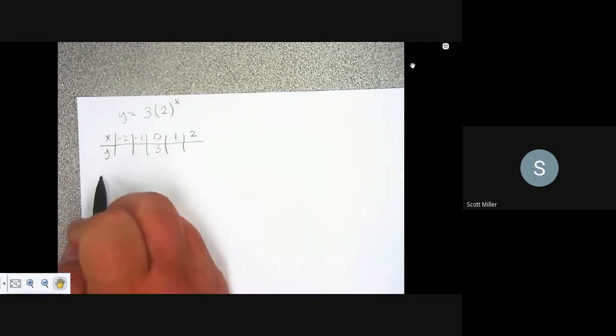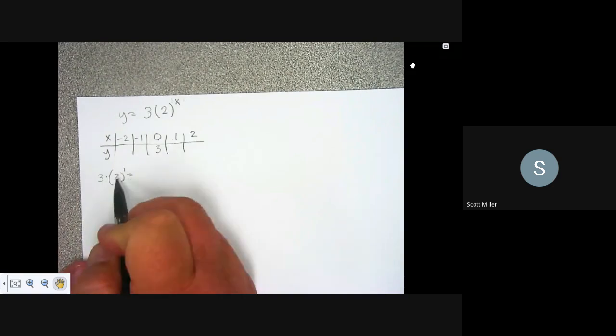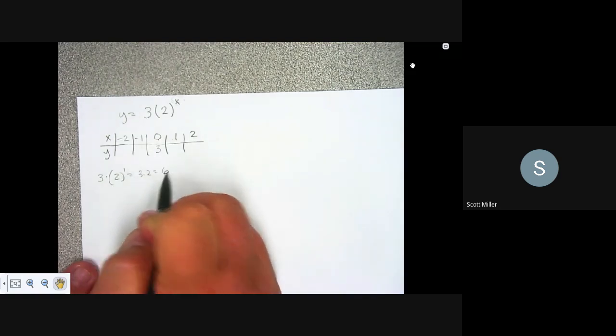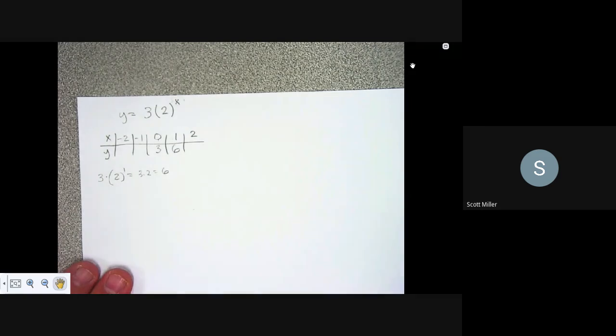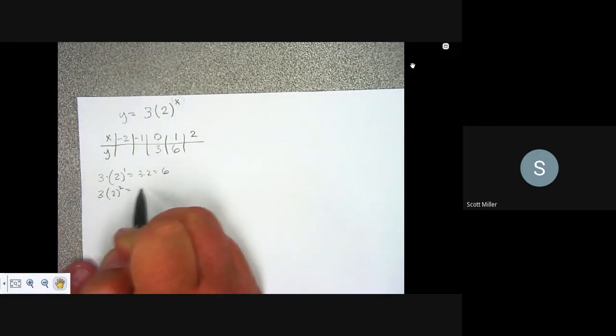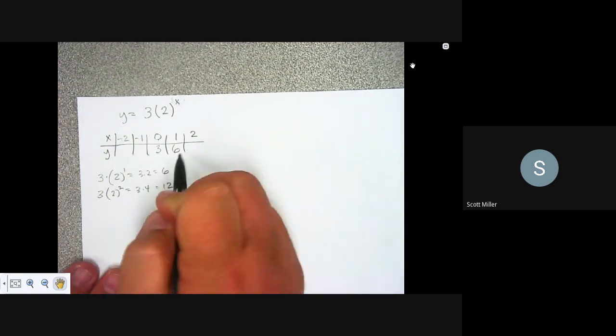I'm going to plug in a 1. So this is 3 times 2 to the 1. 2 to the 1 by order of operations. Remember, do PEMDAS, please excuse. We've got to do exponents first. So 2 to the 1 power is 2. So I get the number 6. Do it again for the squared. So this becomes 3 times 4. 2 squared is 4. So this is 12.